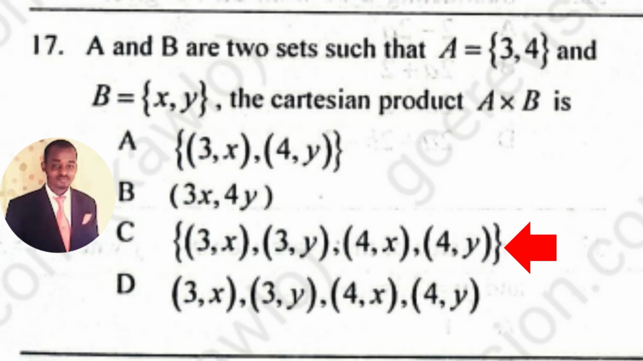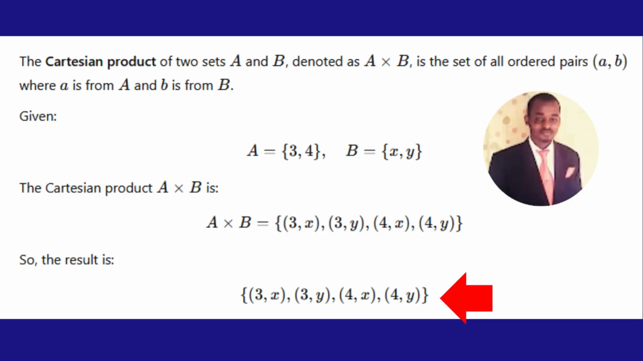Okay, A and B are two sets such that A equals {3, 4} and B equals {Y, Z}. The Cartesian product A times B is... the correct answer is C. Let me show you how we came about that answer. You can actually see from here how we came about the answer. It says the Cartesian product of two sets A and B, denoted A times B, is a set of all ordered pairs (a, b), where a is from A and b is from B. So this is how the solution works and how we solve to come about these results that we see here.